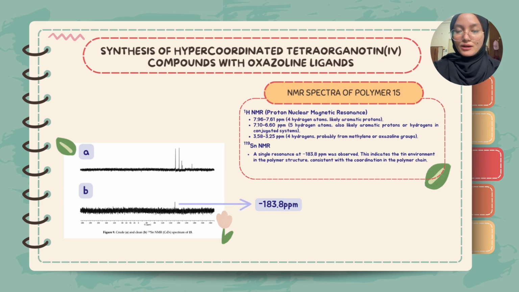Part A above shows the crude spectrum of polymer 15. Meanwhile, the result of B below shows the clean spectrum of polymer 15. The result also shows consistency with the coordination in the polymer chain. I think that's all from me for the experimental part. Thank you for listening.